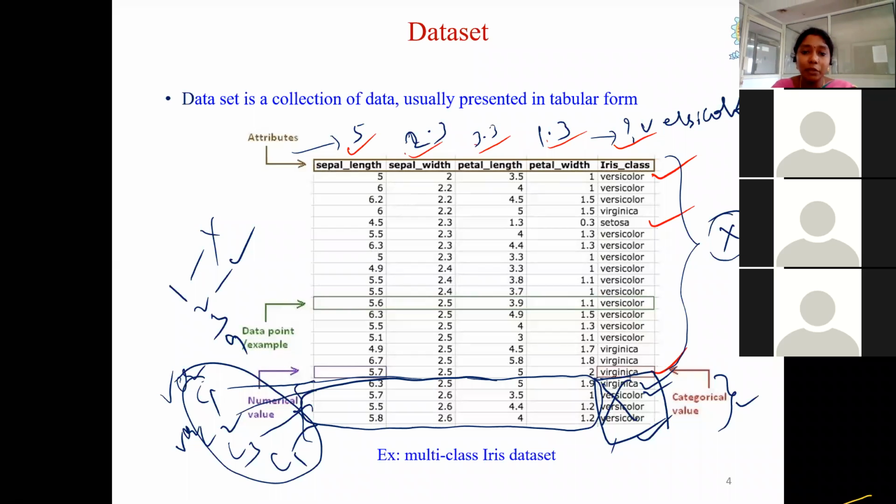Why versicolor? Because if you observe, most of the versicolors consist of 5 here, 2.3 here, 3.3 here, and here some little change also. Because the data is completely new, right? So it compares the new observation with existing ones, and it has some internal calculations based on the classifier we have used. If you use the KNN classifier, it performs in one particular way.